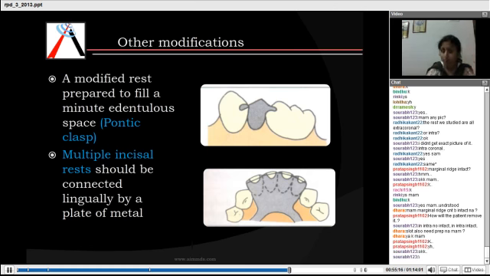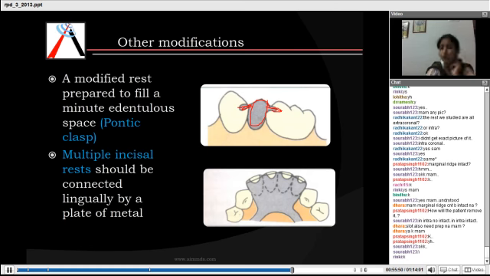Okay, now the next modification is if there is a space between two teeth, what you can do is it is filled, there is a modified rest and this is a pontic, the rest is attached to the pontic. Okay, so this is a modified rest, an interproximal rest. That is what I was trying to tell you, that if there is space between the two, we can place a pontic along with the rest. Okay, that is a modification.